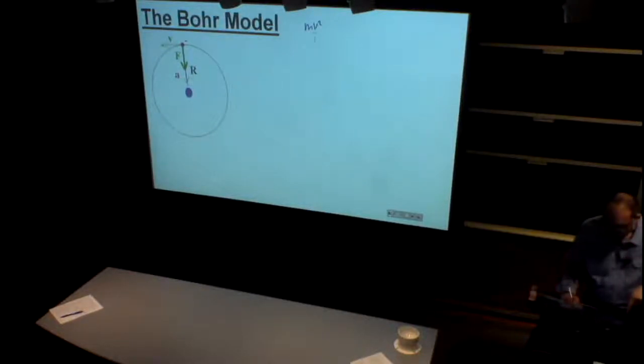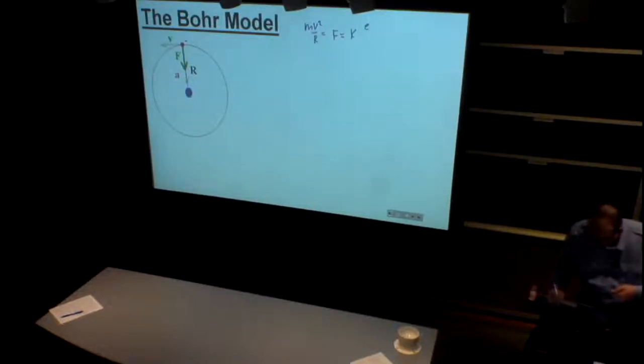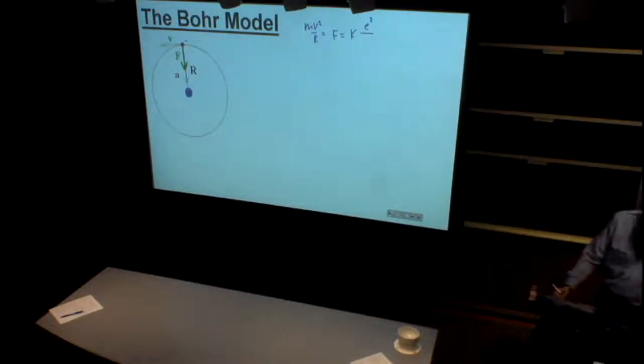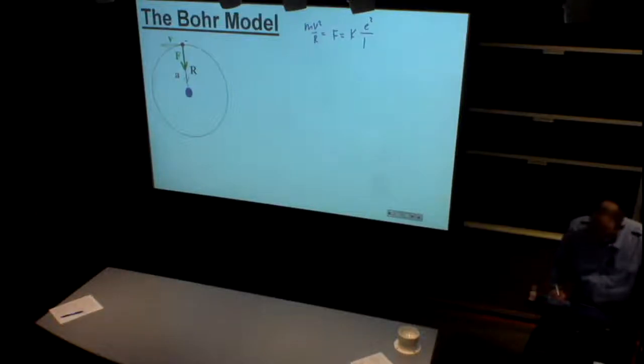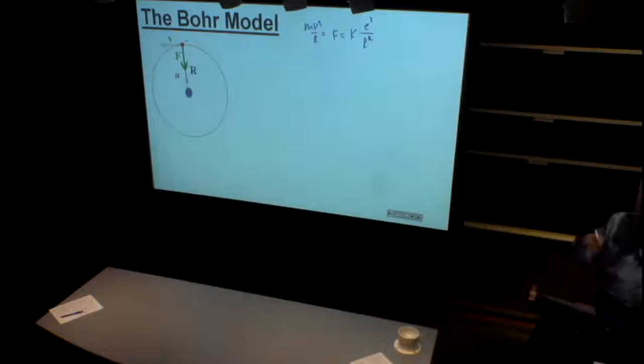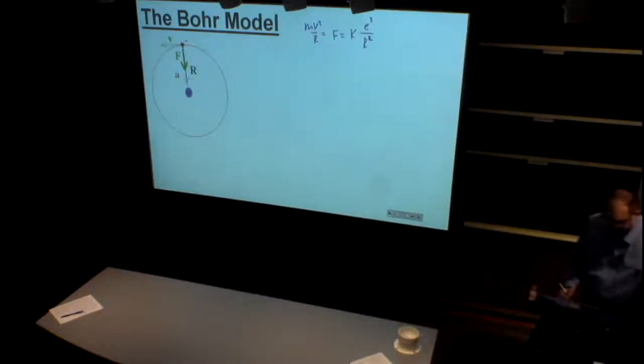mv squared over r should be equal to that force, which is Coulomb's force. Well, the electron has a negative charge, the proton, the nucleus, has a positive charge. So because we calculated magnitudes, that's our equation, Newton's law. And what can we extract? What kind of information?